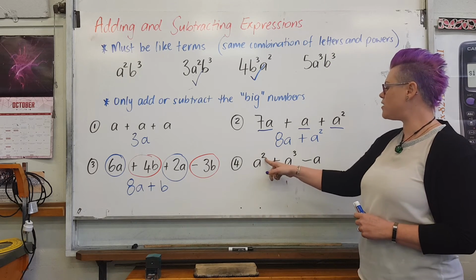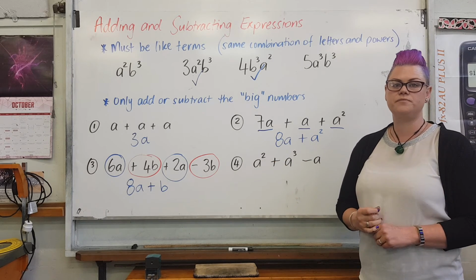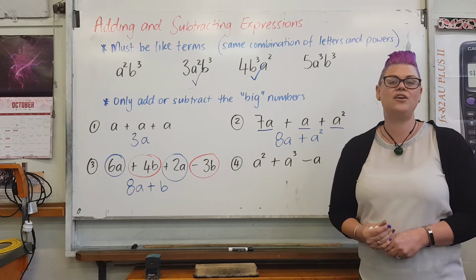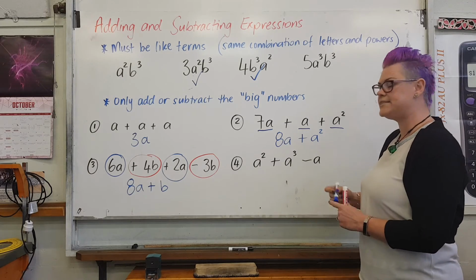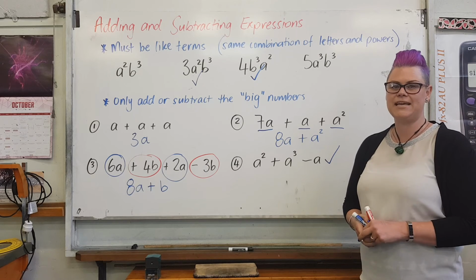For my final example, let's look at the terms closely. We've got a to the power of 2, a to the power of 3, and a on its own. None of these are like terms, so that means we cannot add or subtract any of those. This is as simple as it gets. We cannot do anything here.